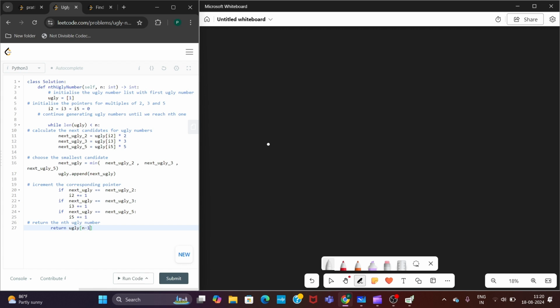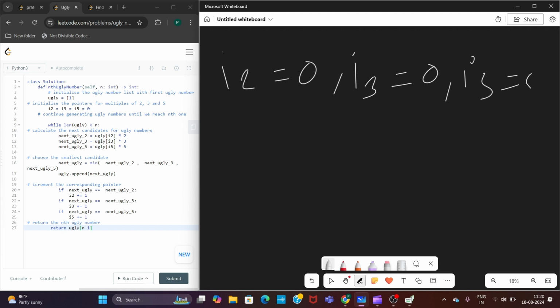What approach have we used? Basically, I have used a list over here. First of all, I have initialized my ugly of 1 with 1, and my I2 equals 0. My I3 is also 0 and I5 is also 0. These are basically pointers which are used to keep track of where we are in the list when multiplied by 2, 3 and 5. So let's consider an example: given n equals 10.